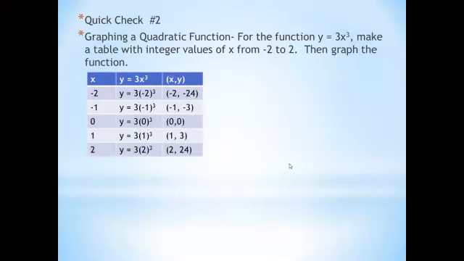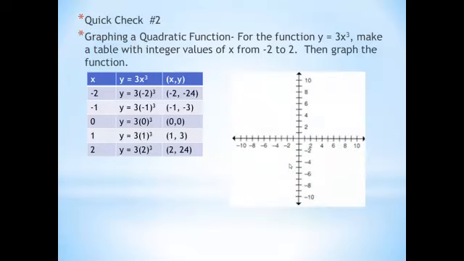Negative 2, negative 1, 0, 1, and 2. We have our function of y equals 3x cubed. So we have y equals 3 times negative 2 cubed, then y equals 3 times negative 1 cubed, then y equals 3 times 0 cubed, y equals 3 times 1 cubed, and finally y equals 3 times 2 cubed. For our coordinates, we have negative 2, negative 24, negative 1, negative 3, 0, 0, 1, 3, and 2, 24. Pause the video if you need more time to complete your table.